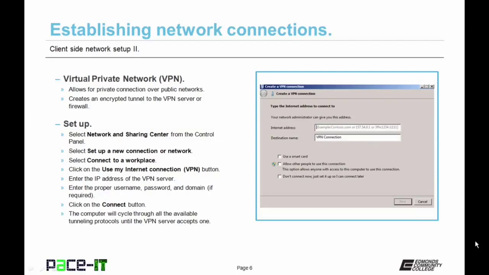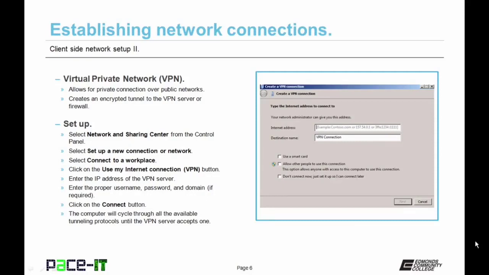Select Connect to a workplace. Select Use my internet connection, VPN. Enter the IP address of the VPN server. Then you need to enter the proper username and password, and a domain if required. Select Connect. The computer will cycle through all of its available tunneling protocols until it and the VPN server agree upon which one to use.